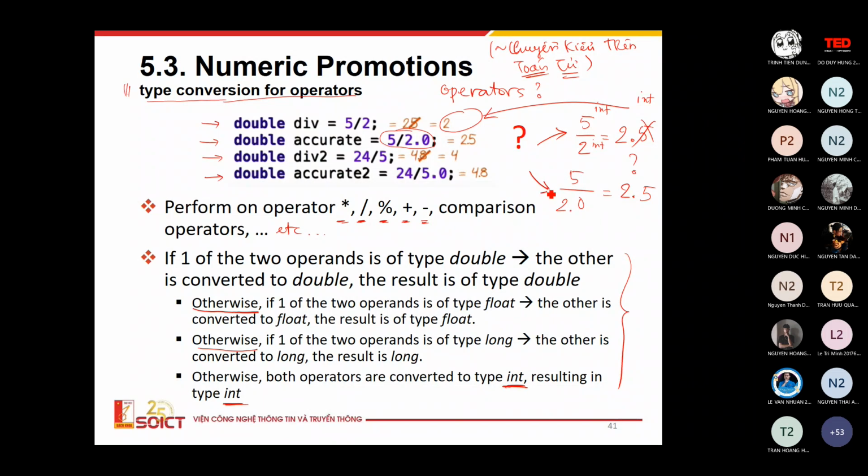Okay. For the second example, you have an int divided by a double. So one of the two operands is double. Then the other will be converted to double, and the result will be double. So 5 will be converted to 5.0, and the result will be in double, and it will be 2.5. So this is the explanation for this rule. Okay. Bạn nắm được cái quy tắc này chưa? Với toán tử chuyển kiểu trên toán tử nhé.